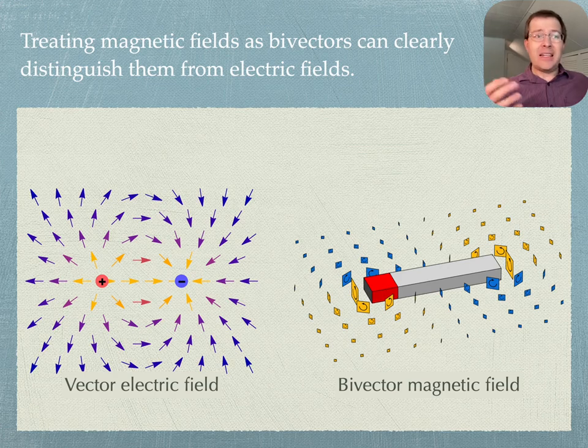Also, it seems plausible that by drawing magnetic fields as bivector tiles instead of as vector arrows, it's going to be much easier for students to distinguish electric from magnetic diagrams. The north and south pole of a magnet with these little tiles coming out of them look very different than a positive and negative charge with arrows coming out. And maybe that will be enough to help students keep the two separate and tell the difference between the two.